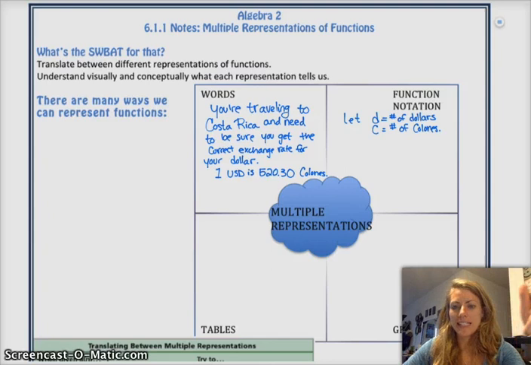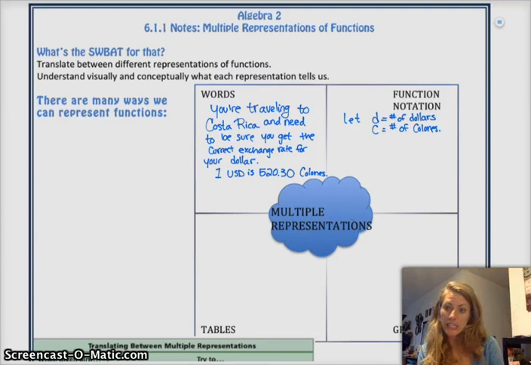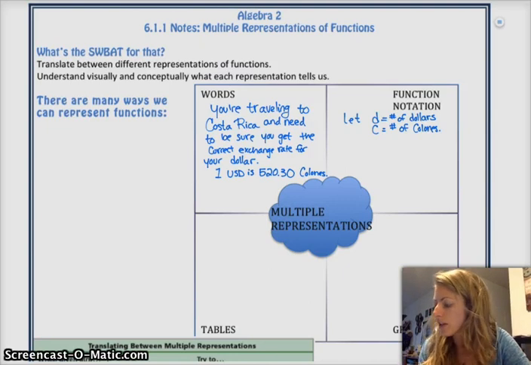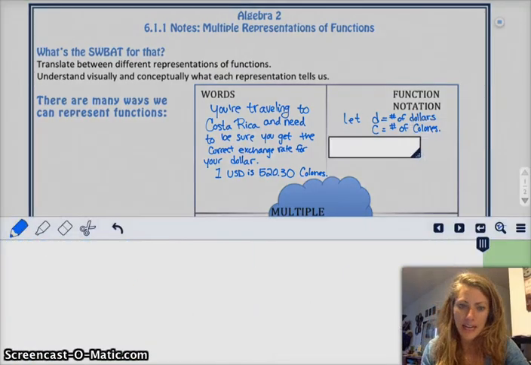Anyways, so I let D equal the number of dollars, C is the number of colones, and then we could write C as a function of D, or we could write D as a function of C. So I could have the number of dollars equals blank number of colones, or I could have colones equals blank number of dollars. And since I have one US dollar is 520 colones, I'm going to go with the latter of the two.